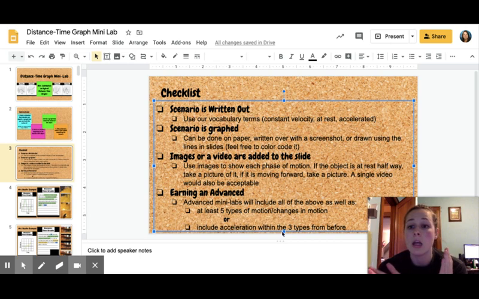And then bullet point number 3, images or videos are added to the slide. So this could be pictures as you're doing it. If you're not working with an iPad or if you're unable to upload videos to your slides, I can do it on my MacBook. I can only do it if I upload it to Drive on my iPad first. So you can do it either way. You can do one video of the whole thing, or you can do pictures of it as it's moving.